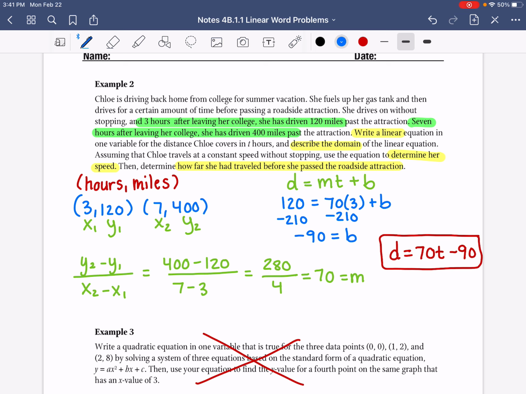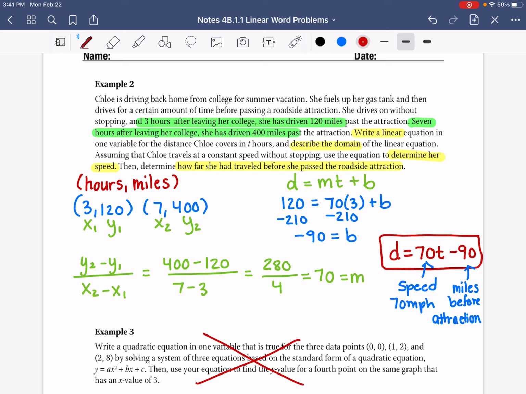The other questions asked, the last two, were to determine her speed and how far she traveled. Her speed would be 70 miles per hour. And then it says determine how far she traveled before the roadside attraction. So this is miles before the attraction, whatever it was. Maybe she was driving by the world's tallest thermometer in Baker, California. Who knows? Is it Baker, Nevada? I don't know. On the way to Vegas.